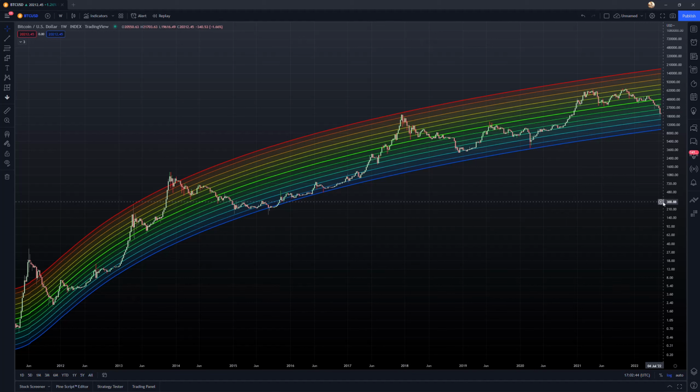Today I'm going to be discussing this rainbow logarithmic regression curve indicator that I have created to help identify where the bear market bottom could potentially be.